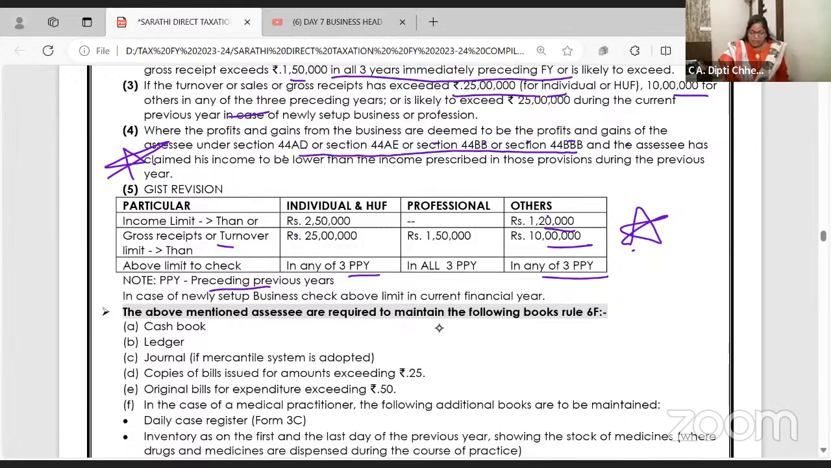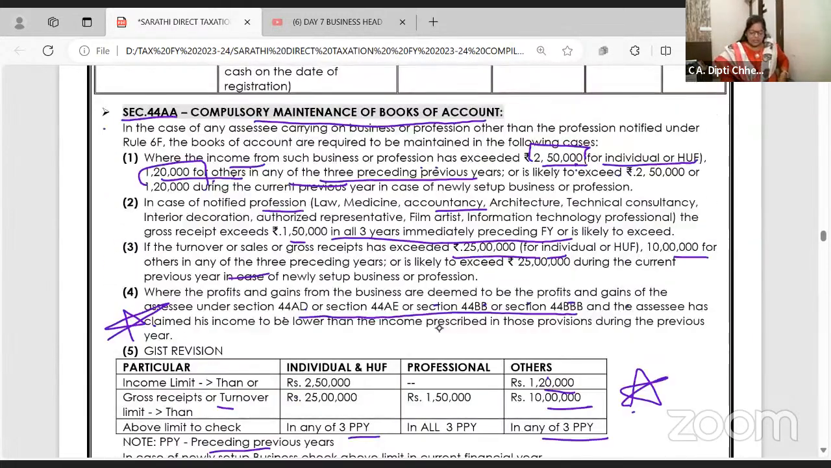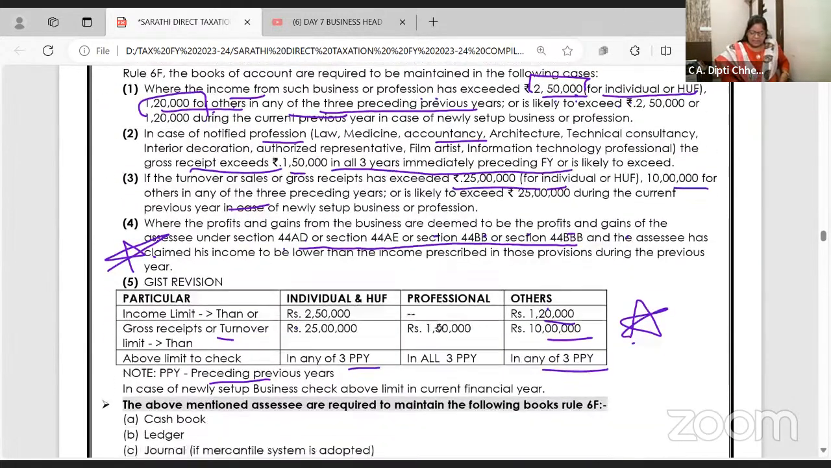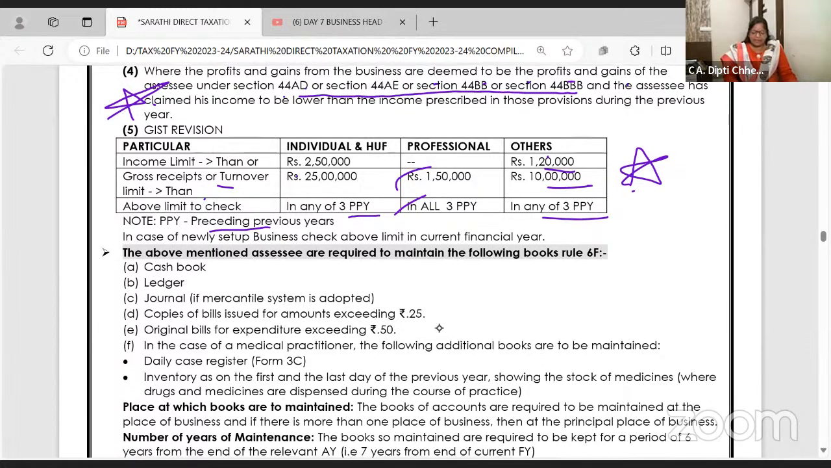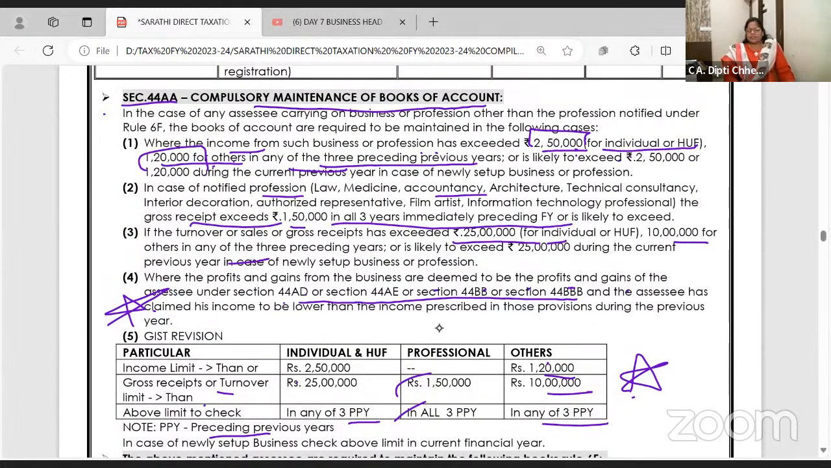Now, if you are a professional, right? In case of the professional, what happens? Income to nahi hai, but just the gross receipts exceed 1,50,000 in all the 3 years, then you have to maintain the books. 1 year also, if it is less, it's okay. You need not maintain the books. Clear? Right.